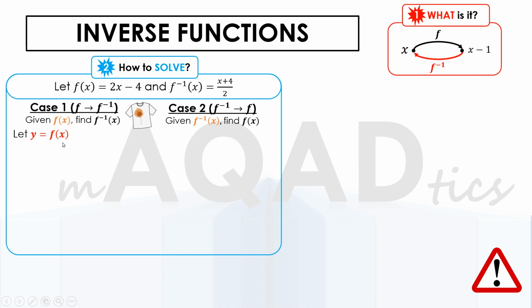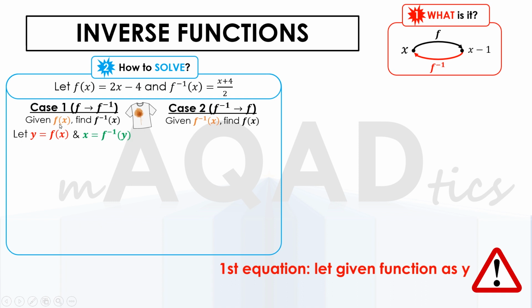For both cases, assume that the orange color functions are the dirty shirt. For these two equations, the first one is for the given function here, which we assume is y. This is my first equation. Then the second equation is formed by moving this f to the other side. Moving f to the other side means f inverse of y equals x. As you can see, this and this are the same. It's just moving this f to the other side, that's all.